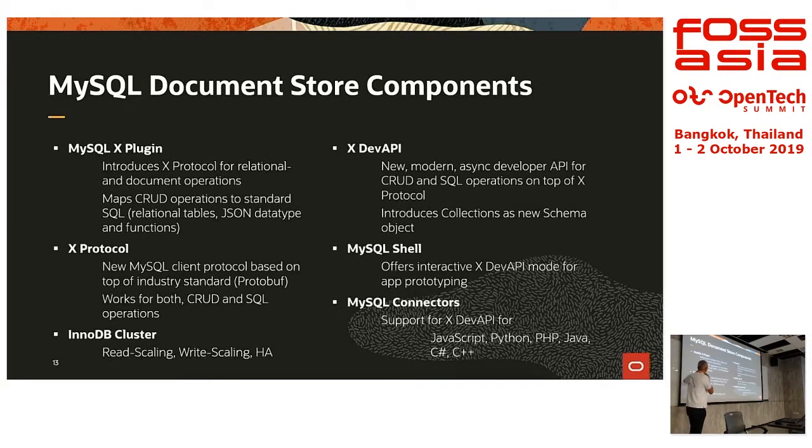So in summary, these are all the components, right? The X plugin, and the X protocol, which is based on Google Protocol Buffers technology. The reason we chose this is because it is extensible and will allow us to add new features to this protocol in the future. And in InnoDB Cluster, we leverage, like what Ivan just explained, so all this works with InnoDB clusters. You can build very robust InnoDB clusters that serve your JSON documents.